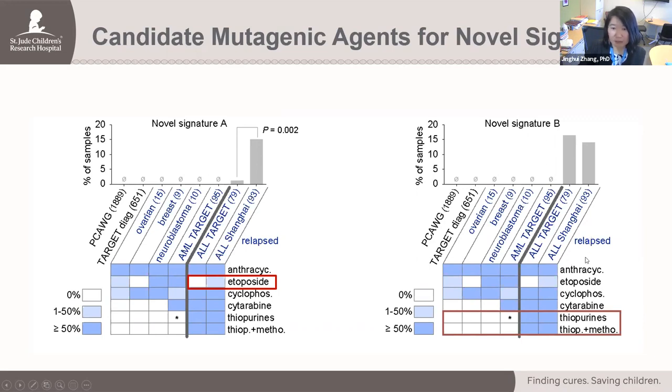Suggesting that the agent used in both the US and Shanghai cohorts may be contributing to this signature. So we speculated that thiopurine treatment, which was used in the maintenance therapy post the induction therapy in ALL, may be responsible, given the timeline of acquisition of these mutations between 9 months and 36 months in the patient cohort we received.